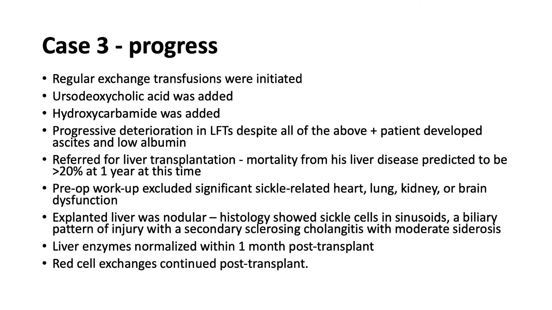In terms of his clinical progress over time, he was established on a regular red cell exchange program and ursodeoxycholic acid, which can be helpful in hepatic cholestasis, and obviously is used in lots of other conditions, for example primary biliary cirrhosis. He even had hydroxycarbamide added in as his LFTs deteriorated, despite the exchange transfusions. Despite all of this, the patient developed decompensated liver disease and ascites, and was referred for liver transplantation at the point where his mortality from his liver disease was predicted to be above 20% at 1 year.